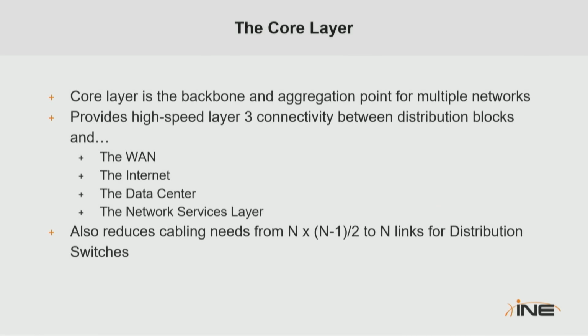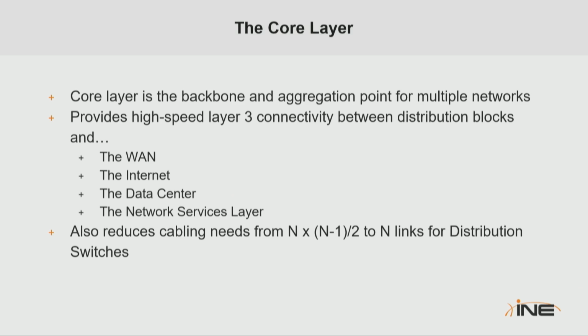So the core layer is the backbone, and it's the aggregation point for multiple networks. It's going to provide high-speed layer 3 connectivity between the distribution blocks and the WAN, where the WAN is where we would have potentially private access to multiple remote sites, or where we're connecting to cloud providers like Amazon AWS, versus the internet where we're just doing regular internet connectivity, or where our VPN users are coming in from our remote sites, whether this be remote offices or end users at their homes that are connecting over VPN connectivity.